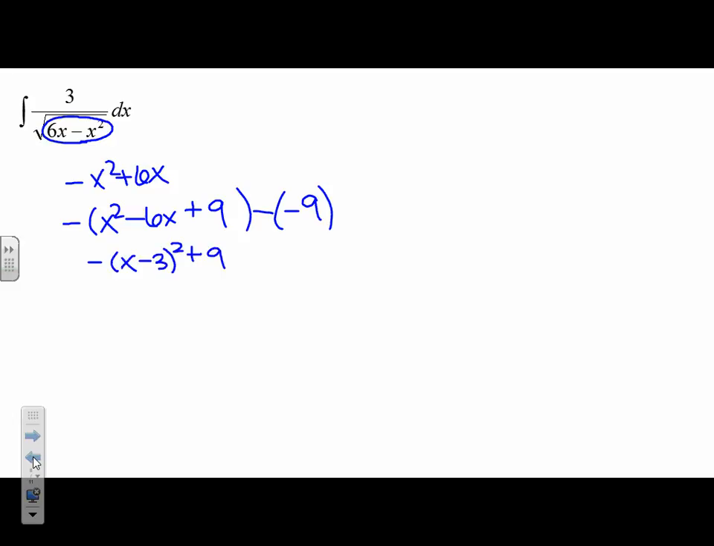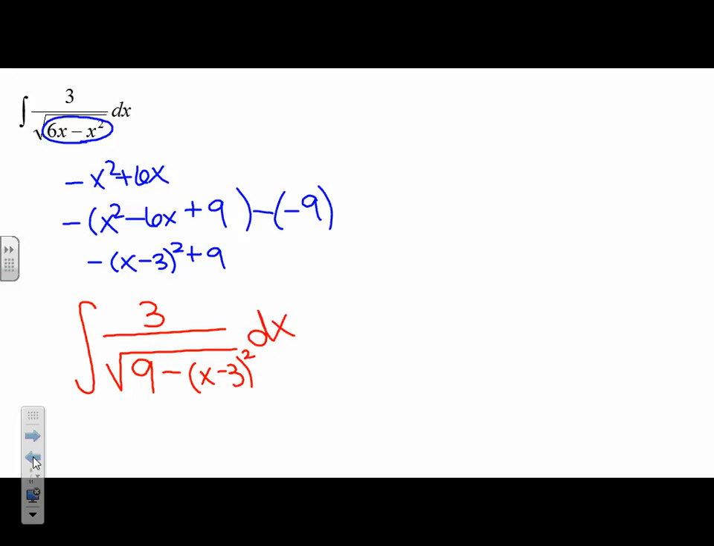Okay, so let's go back to our integral. Basically, this means we have the integral of 3 over the square root of 9 minus x minus 3 squared. Notice how I wrote that? Why did I write it like that? It looks like which rule? Arc sine. Okay.